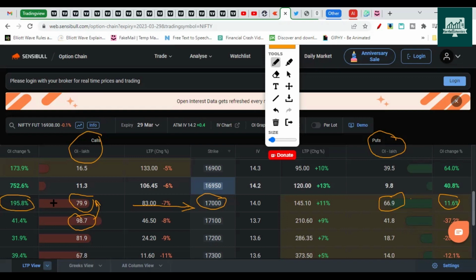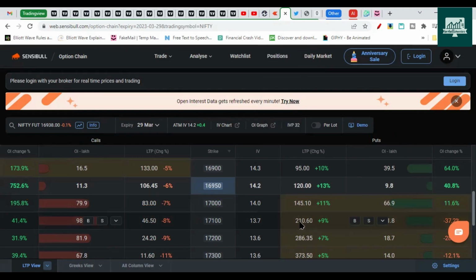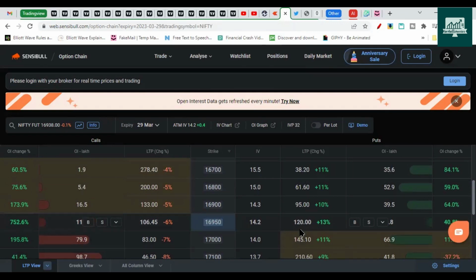Whenever call open interest jumps, there is significant resistance. So 17,000 is a major resistance, and also a major support. Right now it's at equilibrium, but the sellers are more, so we can expect the put writers to shift lower, and that will cause a downward move in the Nifty. This is how put short covering can happen, and that will trigger the downside.